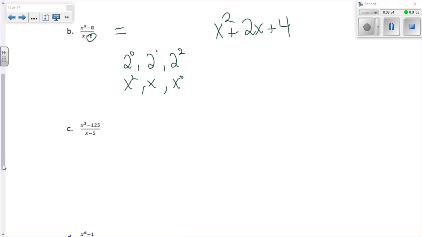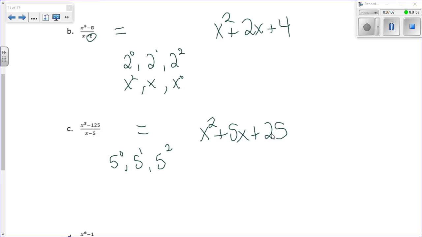X cubed minus 125 divided by x minus 5. Again, these are perfect cubes. I would have 5 to the 0, 5 to the first, 5 to the second, and my variables would be the same as the problem above. So my answer would be x squared plus 5x plus 25.